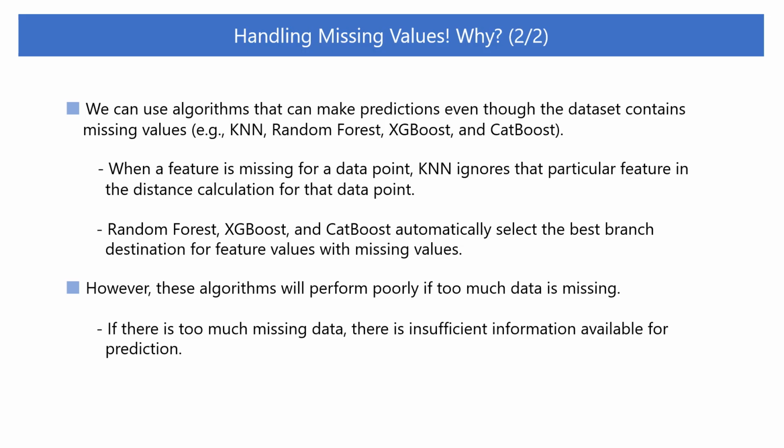for that data point. Random forest, XGBoost, and CatBoost are algorithms that consist of multiple decision trees. These algorithms automatically select the best branch destination for feature values with missing values. Even if there are missing values, these algorithms can make predictions by using other features.